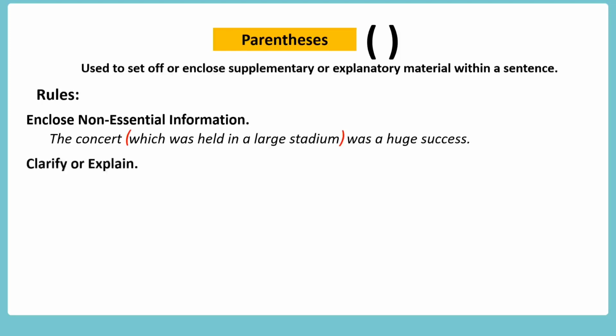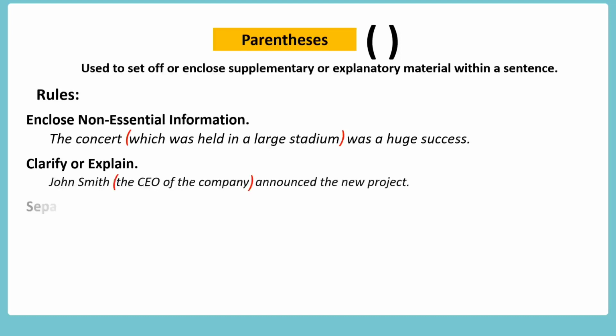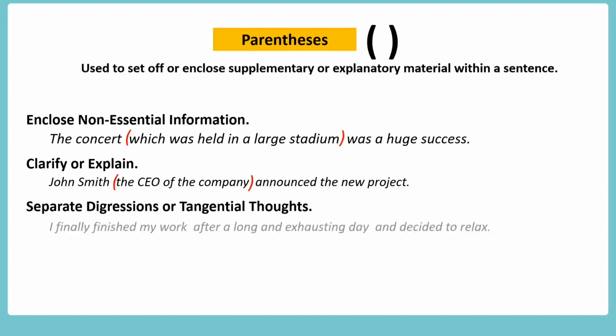Parentheses can also be used to provide clarifying or explanatory information that adds context to the sentence. For example, John Smith (the CEO of the company) announced the new project. Parentheses are useful for including tangential or digressive thoughts that are related to the main topic but not directly connected to the sentence structure. For example, I finally finished my work (after a long and exhausting day) and decided to relax.